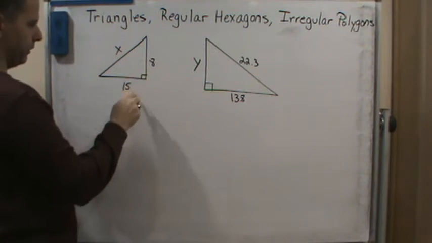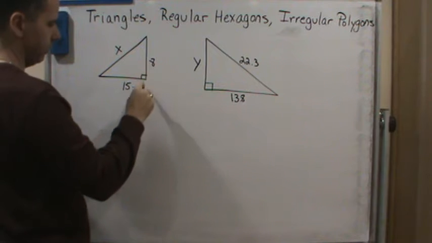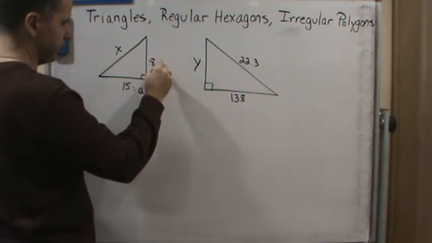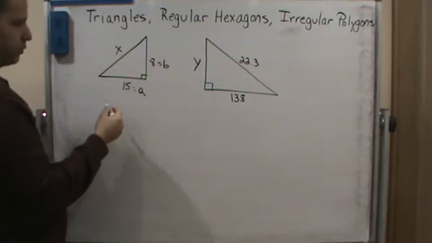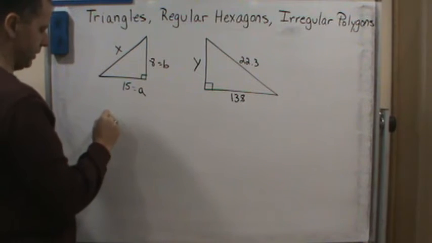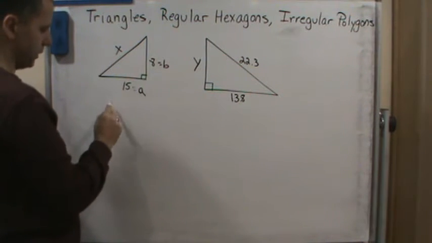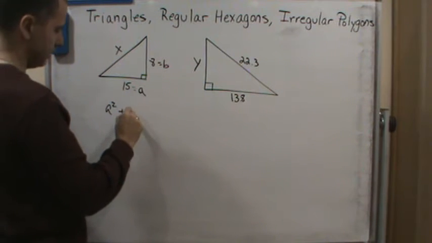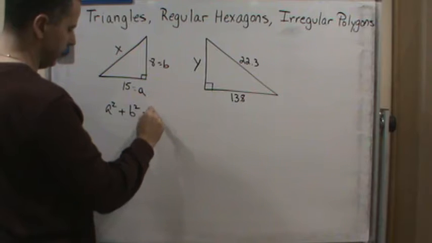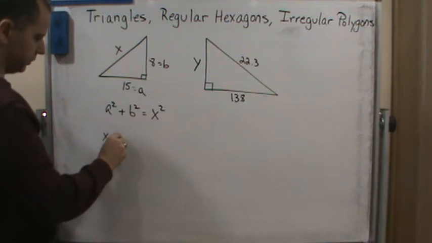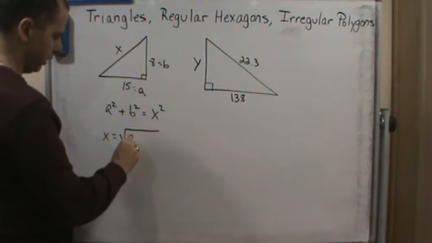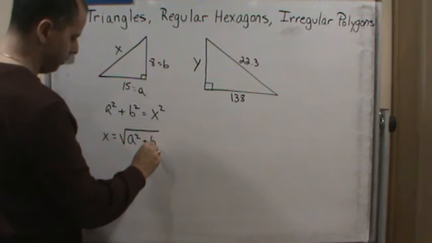So here, this is our A, if you will. This is our B. And so we want to do a squared plus b squared equals x squared in this case. So again, we take the legs, we square the legs, so it's going to be a squared plus b squared equals x squared. And so x equals the square root of a squared plus b squared.